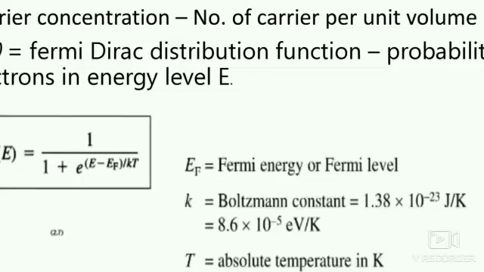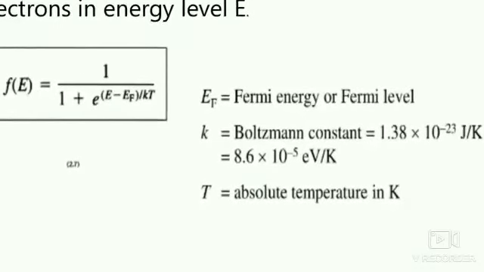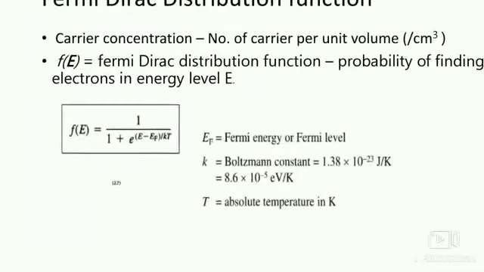k is Boltzmann constant, which is equal to 1.38 into 10 to the power minus 23 joule per Kelvin, or it is also denoted by the value 8.6 into 10 to the power minus 5 electron volt per Kelvin. Both are the values correct for the Boltzmann constant, only the difference in the unit. And capital T represents the absolute temperature in Kelvin.